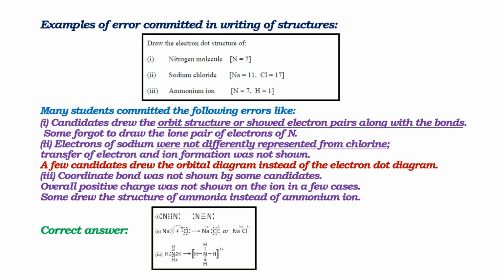A few candidates drew the orbital diagram instead of the electron dot diagram. Coordinate bond was not shown by some candidates. Overall positive charge was not shown on the ion in a few cases. Some drew the structure of ammonia instead of the ammonium ion.